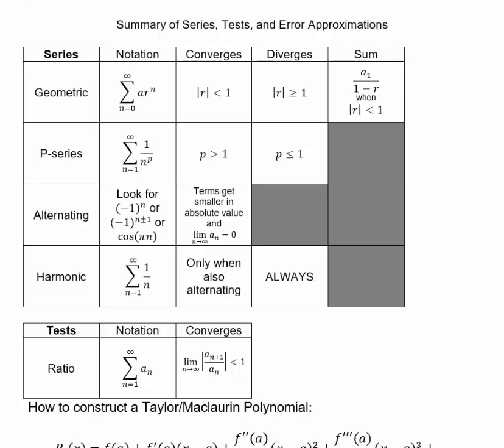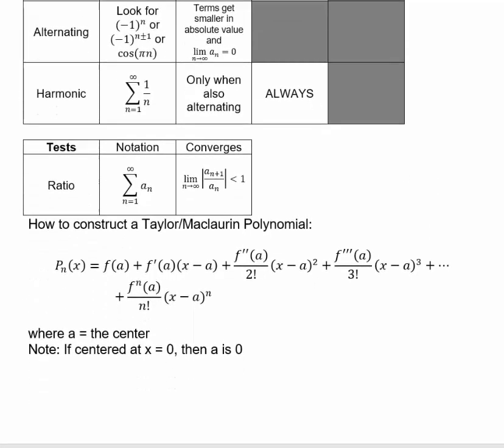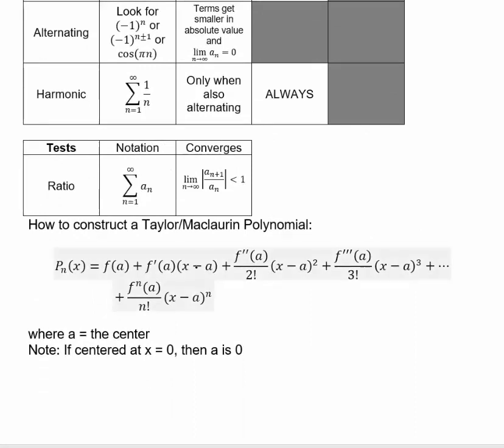Okay. And then the other thing they may ask, or they definitely will probably ask you this year, is how to construct a Taylor polynomial. So this is the Taylor or Maclaurin series polynomial construction. Remember, the only difference is whether it's centered at 0 or not centered at 0. So this is the general one for any a where a is the center.